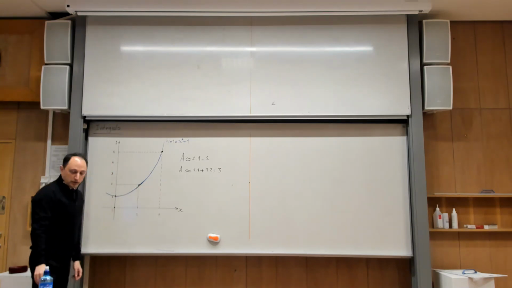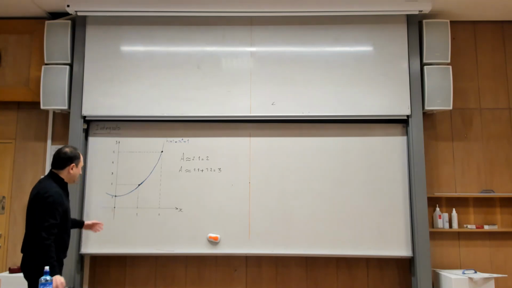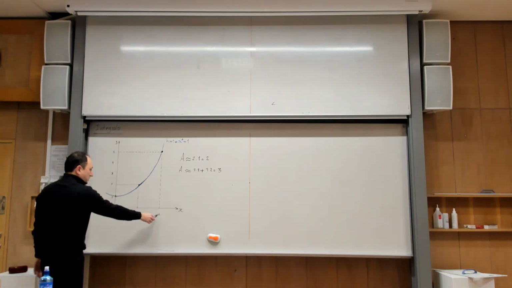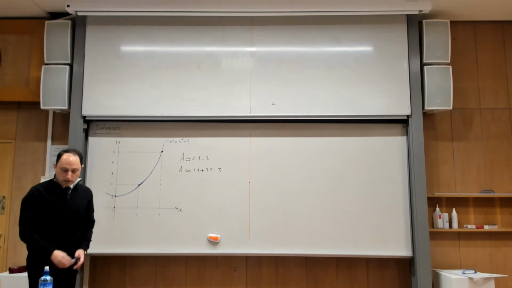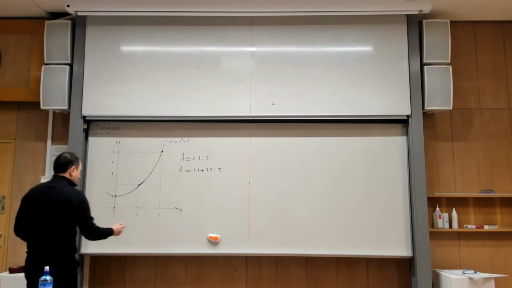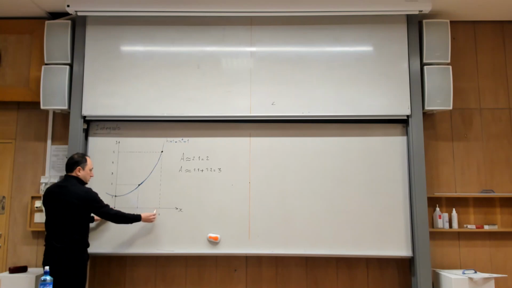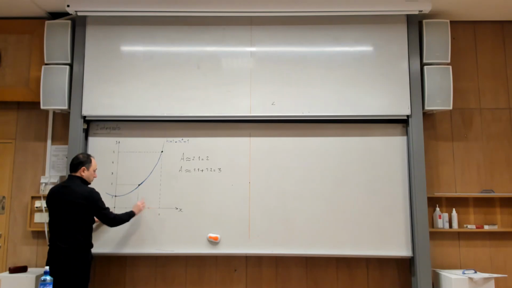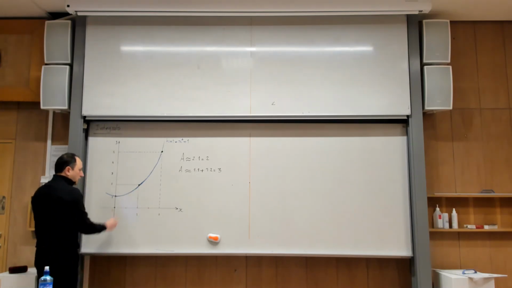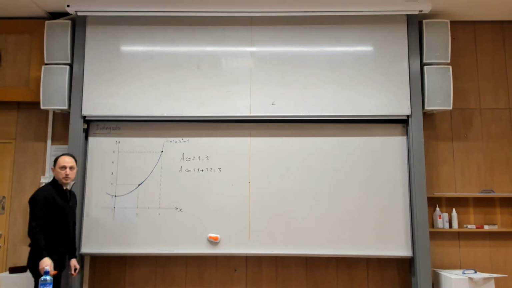For example, let me consider, 3 is not a good number because I cannot divide 2 by 3. Let us jump immediately to 4 rectangles. So if I want to do it with 4 rectangles, it means that I have to partition this interval into 4 equal pieces. So this would be the midpoint and this would be the midpoint.